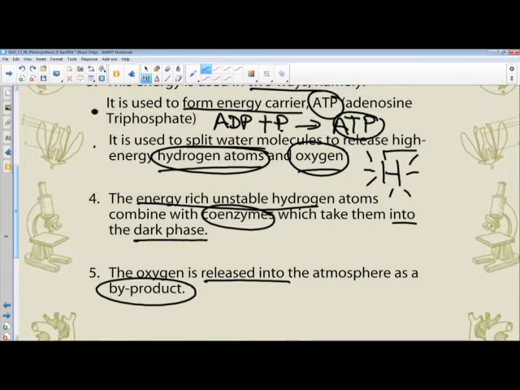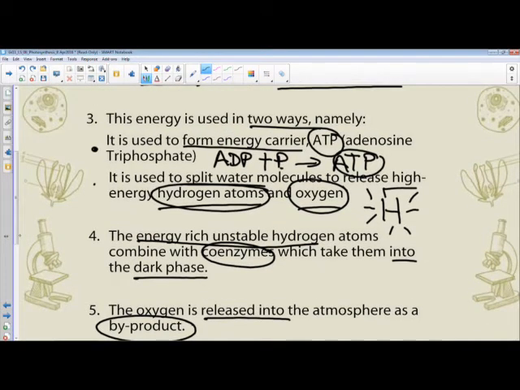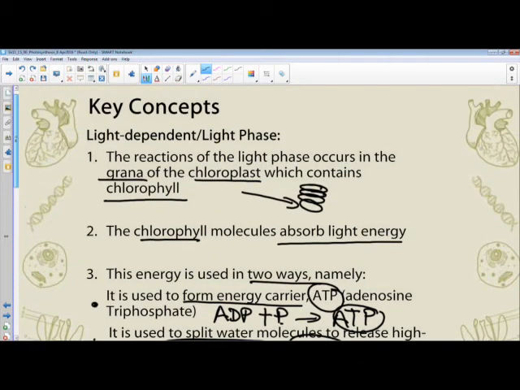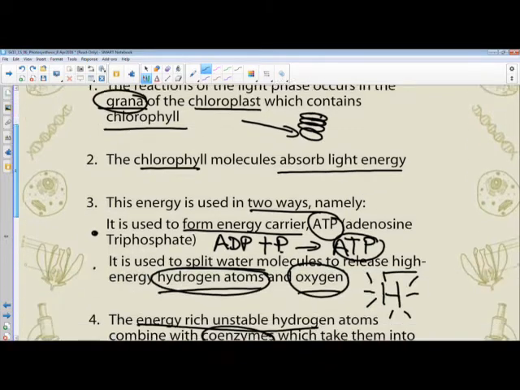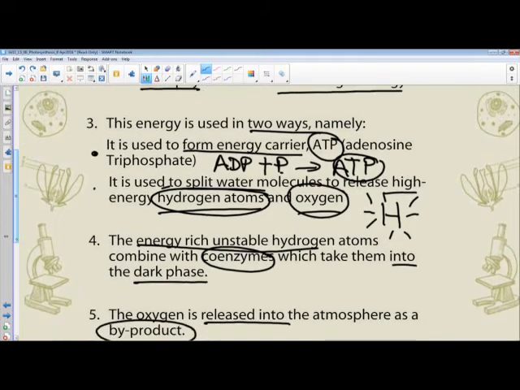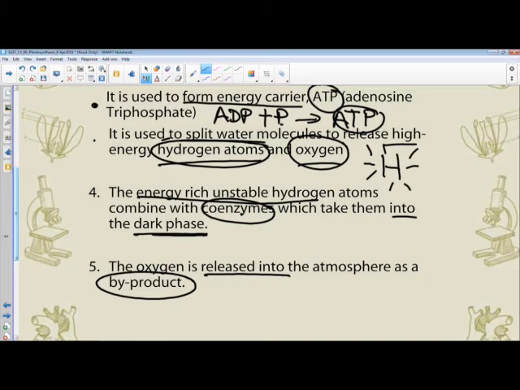So that's essentially the light dependent phase, and what we've got to take note of is that it occurs in the grana. It produces ATP and hydrogen atoms, and those hydrogen atoms are then carried by coenzymes to the dark phase, and in that process it also produces oxygen as a waste product.